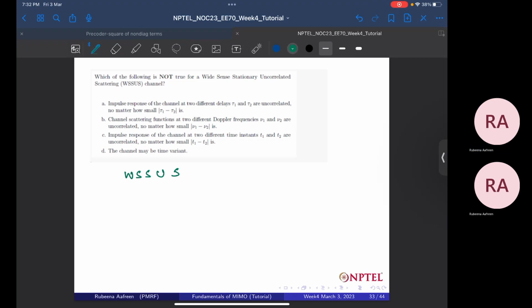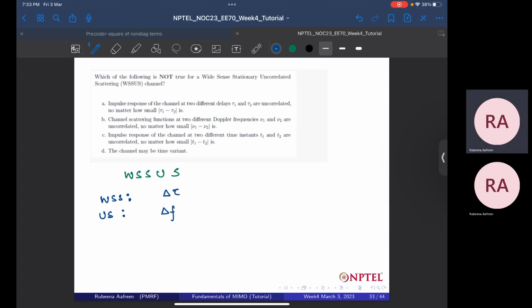See, any channel is there. If the channel is wide sense stationary, that means that the autocorrelation of the channel will be depending upon delta tau. So here the autocorrelation will depend upon delta tau. For uncorrelated scattering, the autocorrelation is dependent upon delta f. So you can refer to this concept in the lecture.